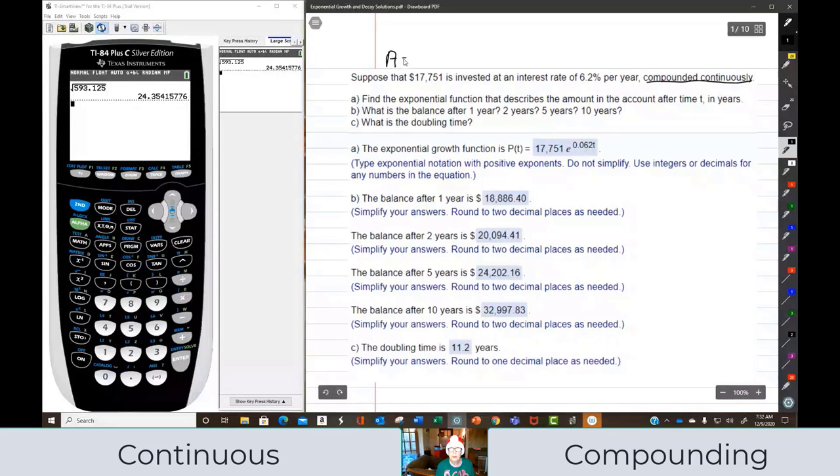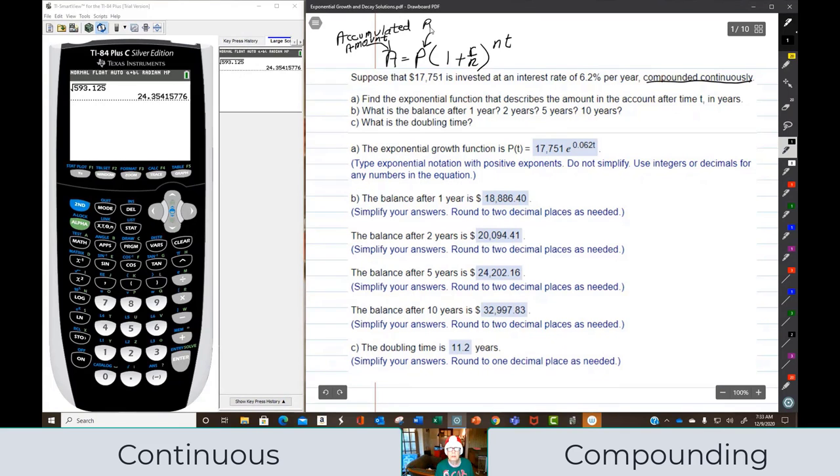A equals P parentheses 1 plus r over n to the nt, where A is the accumulated amount, accumulated over time. P is the principal, the original amount of money you put in the bank, in the savings account. That's the best example, although, as I said at the time, this formula is at the basis for all of our financial formulas.